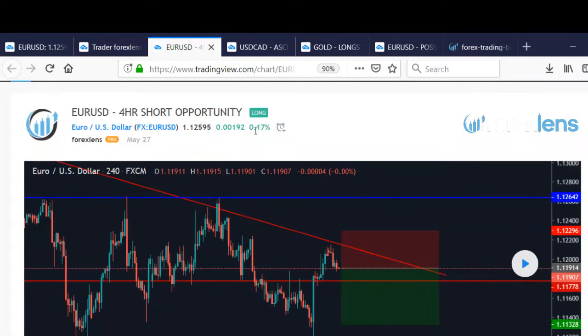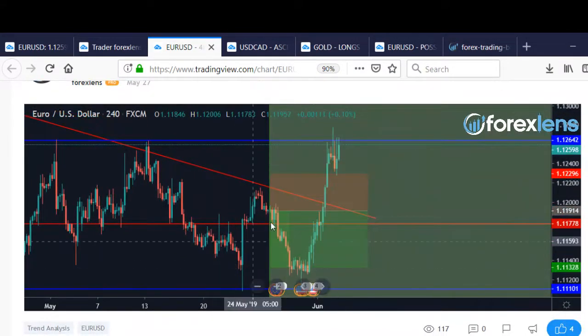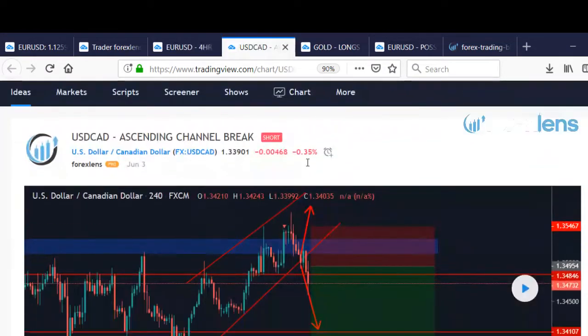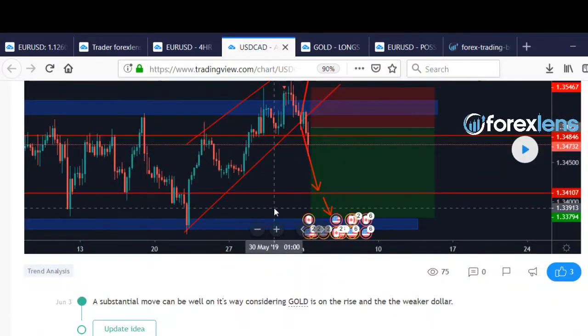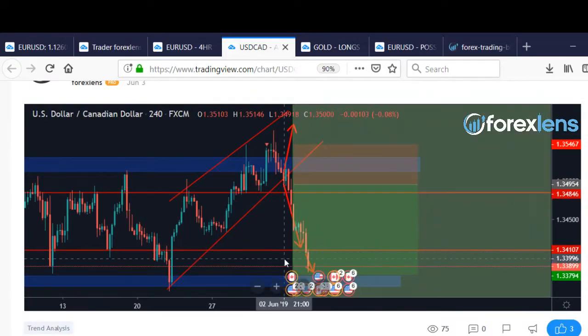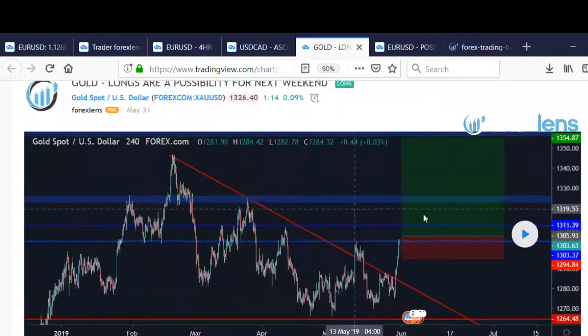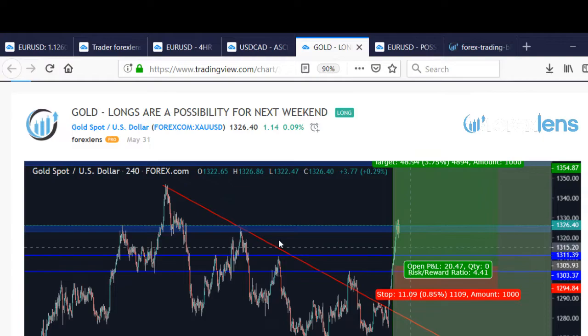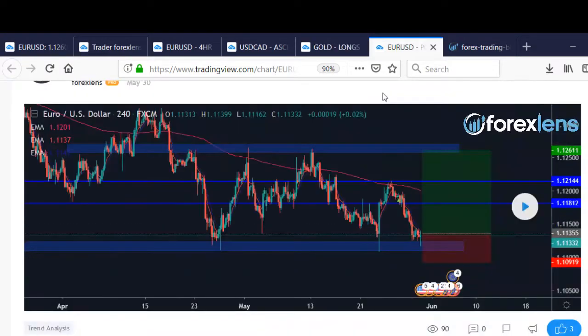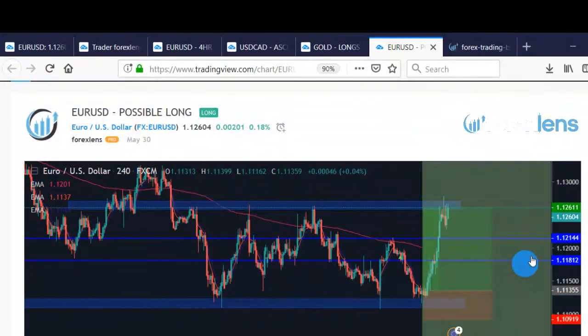You can look at the past trade examples that I posted on TradingView. Here was a Euro USD short, played out perfectly to the T. Here's a USD CAD short off a descending channel break, played out to the T. Here is gold, which rocketed, zero drawdown, amazing, and a Euro long we took last week.